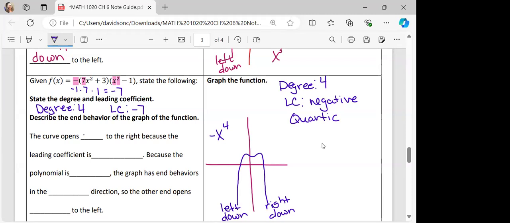The curve opens down to the right because the leading coefficient is negative. Because the polynomial is quartic, the graph has end behaviors in the same direction. So the other end opens down to the left. And this is it for section 6.1.